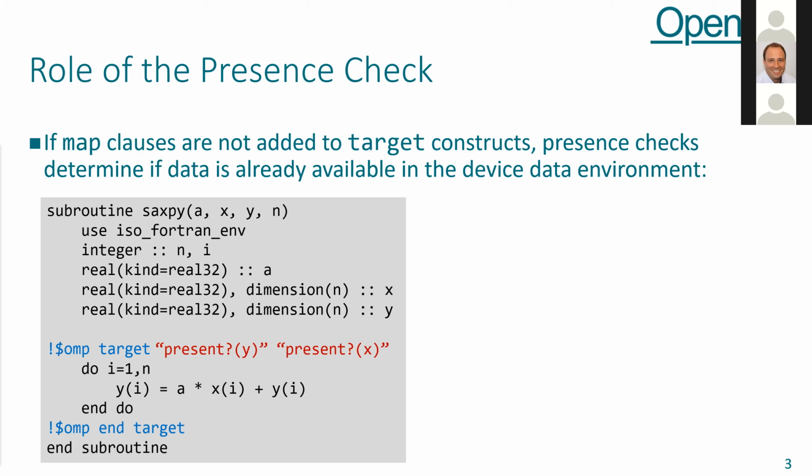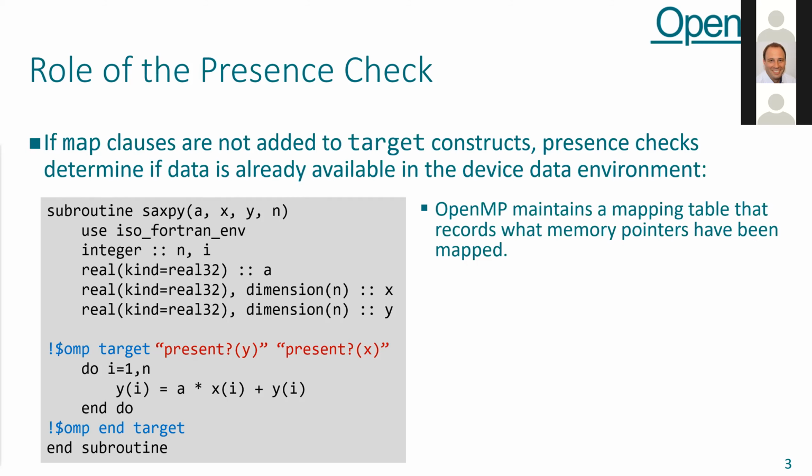Okay, and to do this, OpenMP internally maintains a mapping table that records, if you have an array Y on the host that has a certain address in memory, the address of Y and the address that this thing was mapped to on the GPU. And in this mapping table, if a host pointer is not present, OpenMP knows that the data hasn't been mapped before.